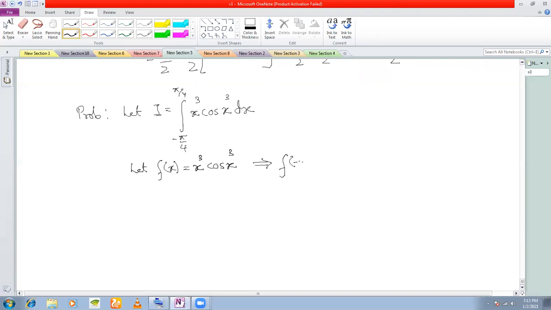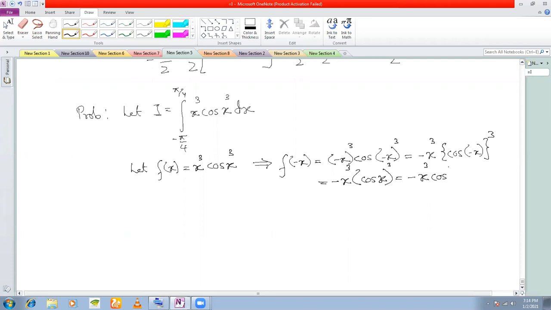So what I do, I take f of minus x. So f of minus x will be minus x whole cube cos of minus x whole cube. So this will be minus x cube cos of minus x cube. So this will be minus x cube, cos of minus x is cos x. So this will be cos x whole cube.